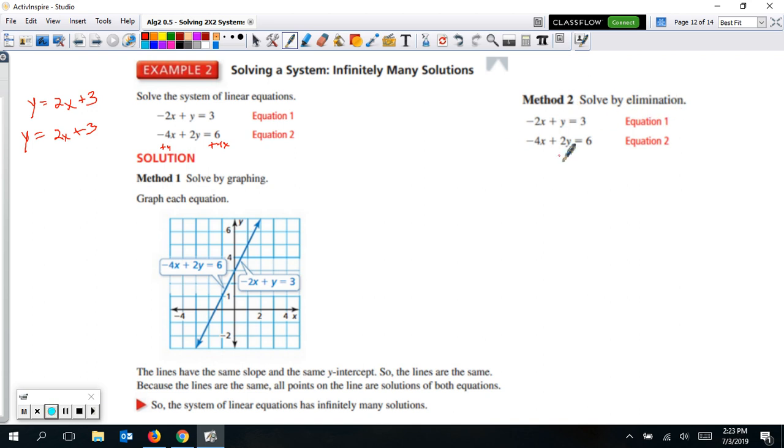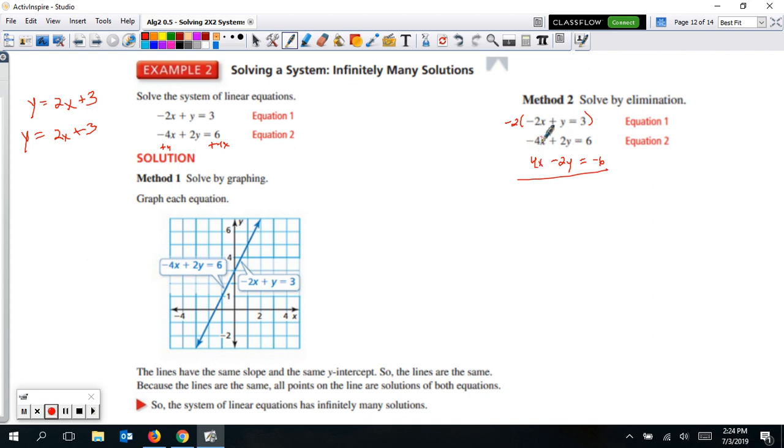So if we were to try to eliminate one of the variables here, let's go ahead and try to eliminate the y's on this one, which means I would need to multiply the top here by -2 to be opposite of positive 2. So that's going to give me a positive 4x, a -2y, and it's going to equal -6 on the other side. So now I have these two equations.